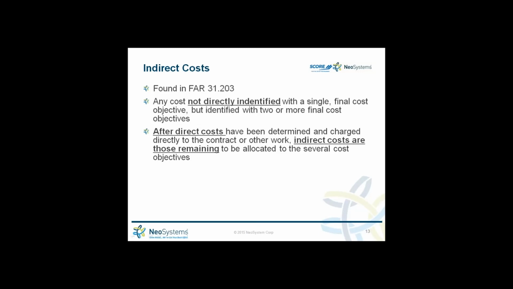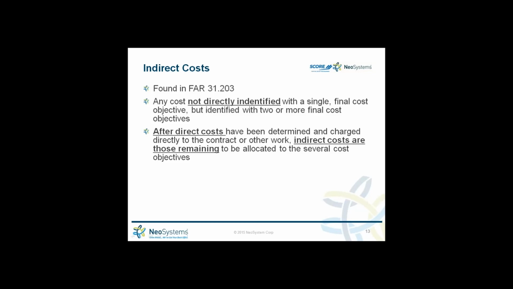So under the indirect costs found in FAR 31.203, an indirect cost is a cost not directly identified with a single final cost objective, but identified with two or more final cost objectives. Meaning that if you order office supplies and paper that would be associated with multiple projects, you can't invoice that particular supply. So you would actually charge it to overhead.